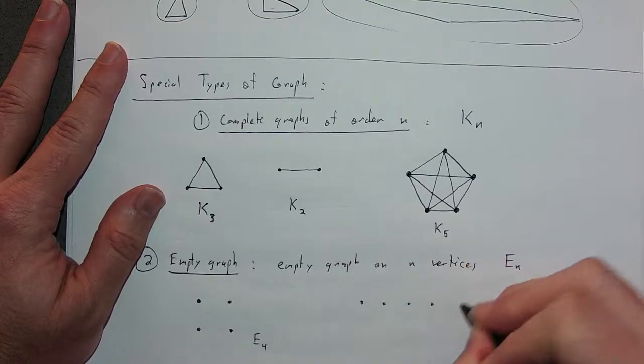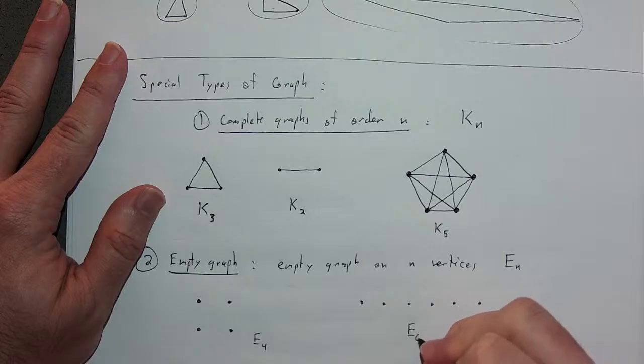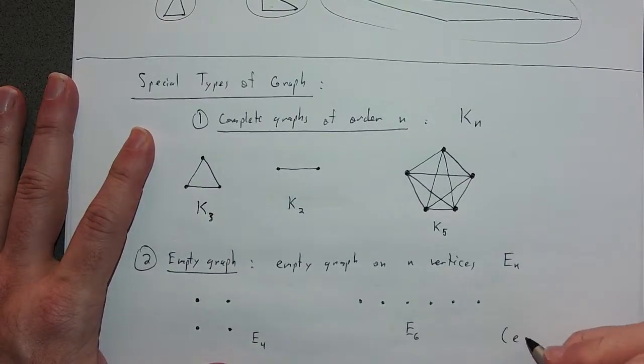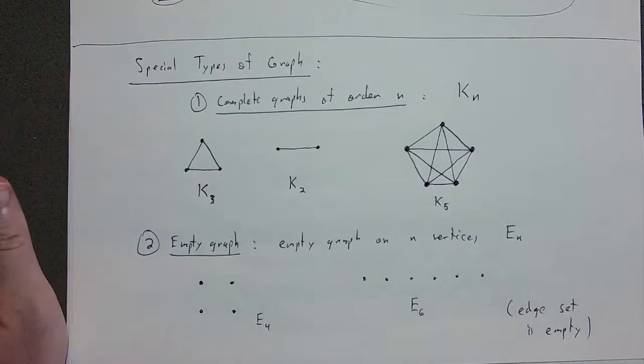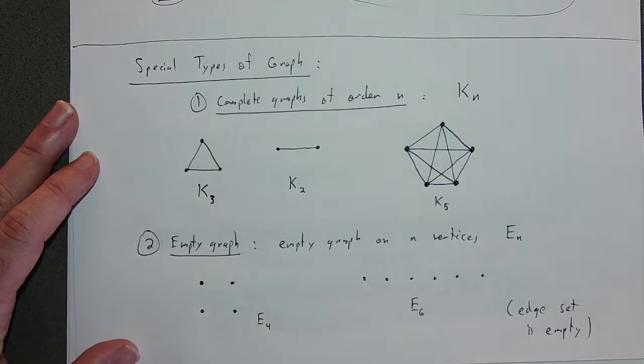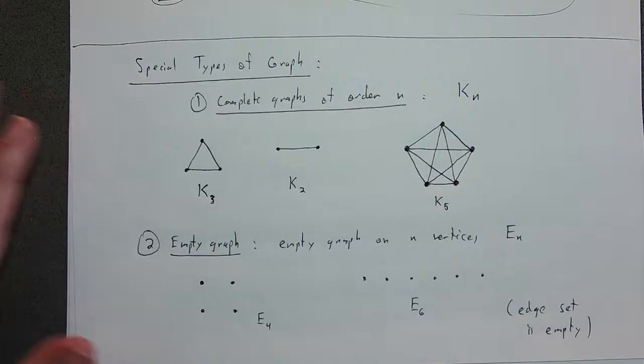Okay. Nothing much to say there. What's an empty graph? It's a graph that has no edges, right? So the edge set is empty. If the vertex set's empty, there's no graph, right? But if the vertex set's not empty, you have n vertices, so it's just some finite set, but the edge set is empty, you get an empty graph. So here it is. Obviously, this is like the other extreme, right? So if these are maximally connected, this is like maximally disconnected. Okay, it has the most connected components possible.